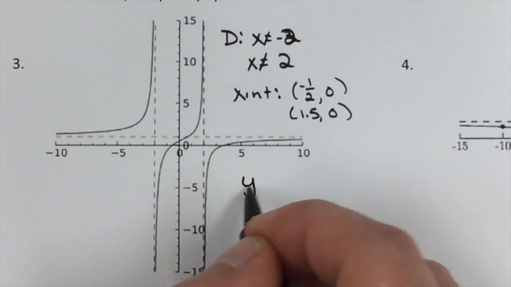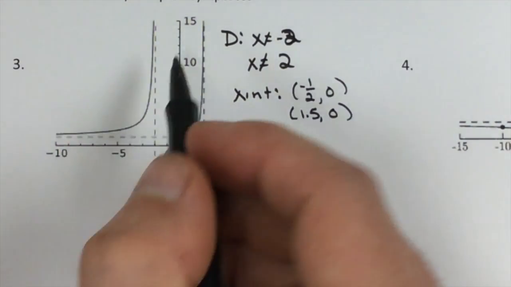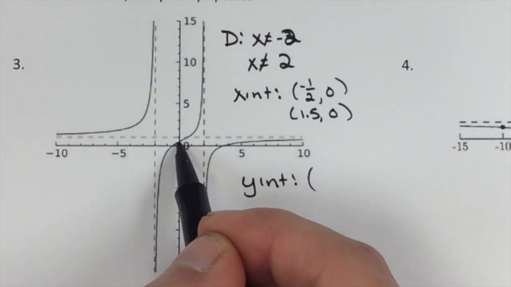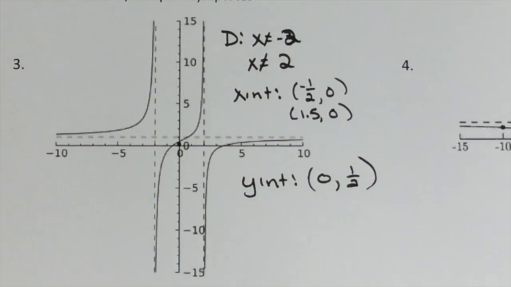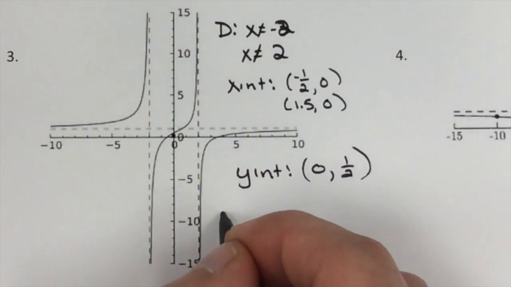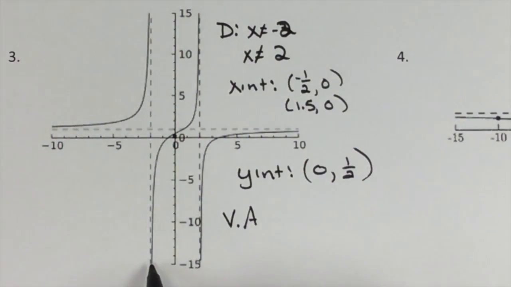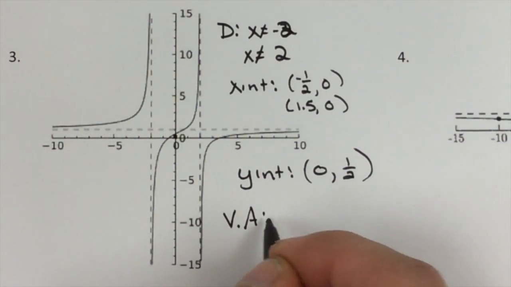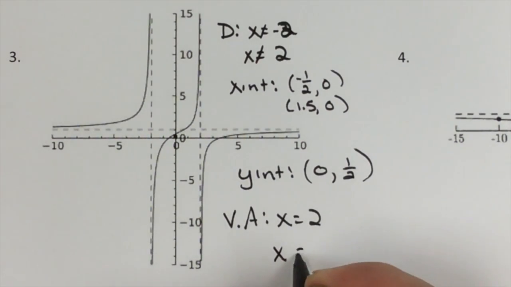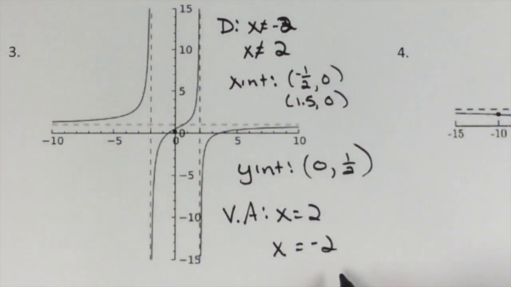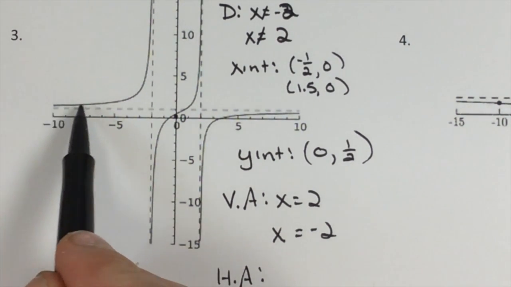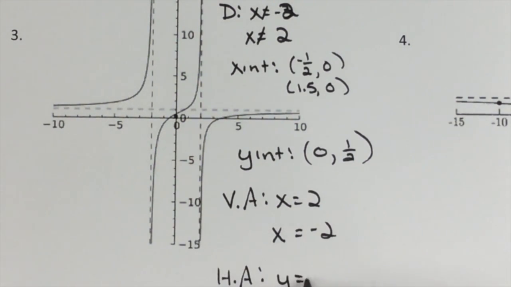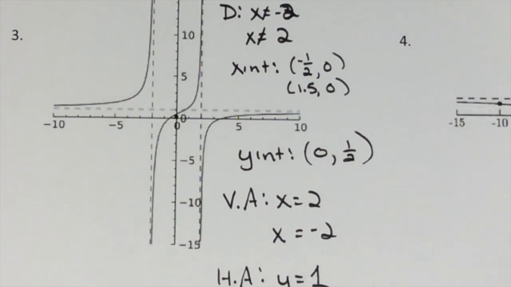My y-intercept? Well, let's see. Where does it cross? Right there. So this is at 0, let's call that 1/2. My vertical asymptotes, these vertical dashed lines happen at x equals 2, x equals -2, just like our domain, these match. And my horizontal asymptote, where is this at? Y equals 1. Just pulled this information right from the graph.